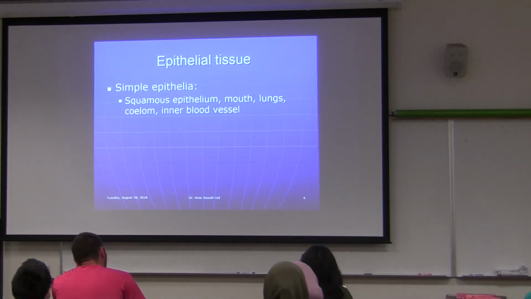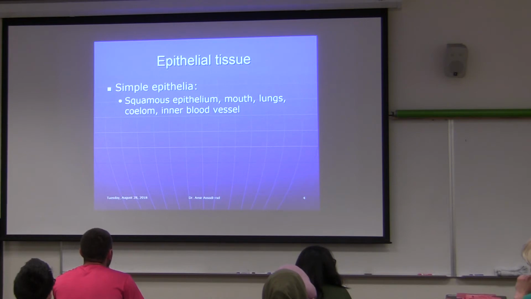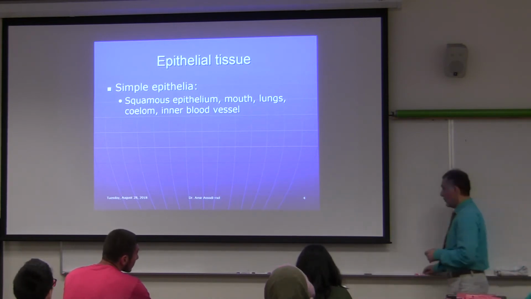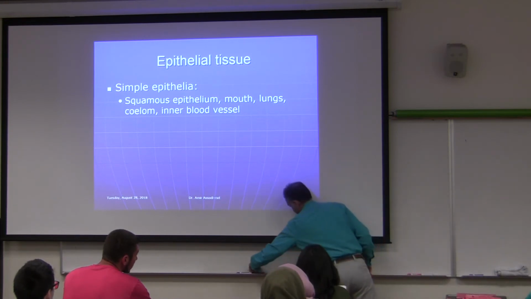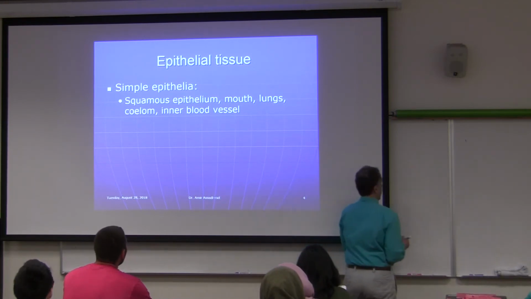What are the examples? Right here. Squamous epithelial tissue is found in your mouth, lungs, coelom, which you don't know what that is, don't worry about it. Inner blood vessels, in inner blood vessels, we do not call it simple squamous epithelial tissue, we call it endothelium. I said it now, so endothelium.